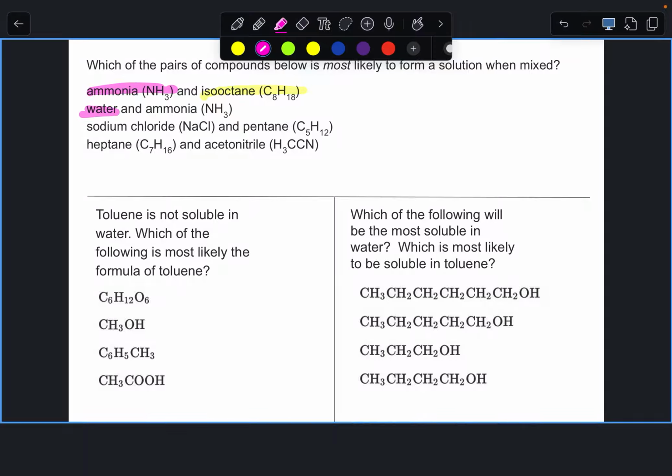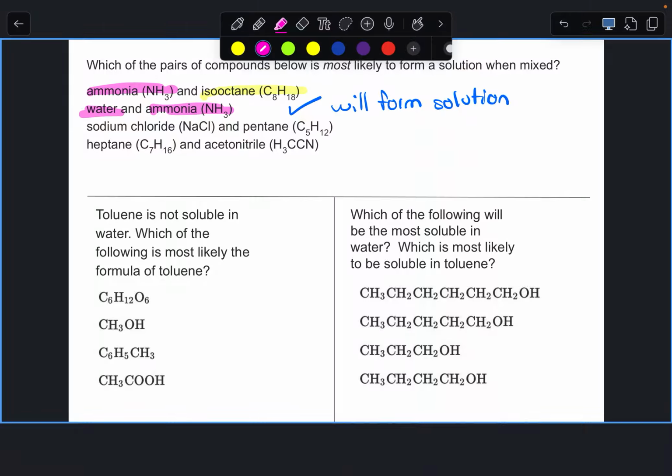Water is polar and ammonia is polar. Okay, that one's going to form a solution. Polar and polar. I don't know why that looks like an X. It was supposed to be a star. Will form solution. We can look at the other ones, but we've already kind of found our answer.